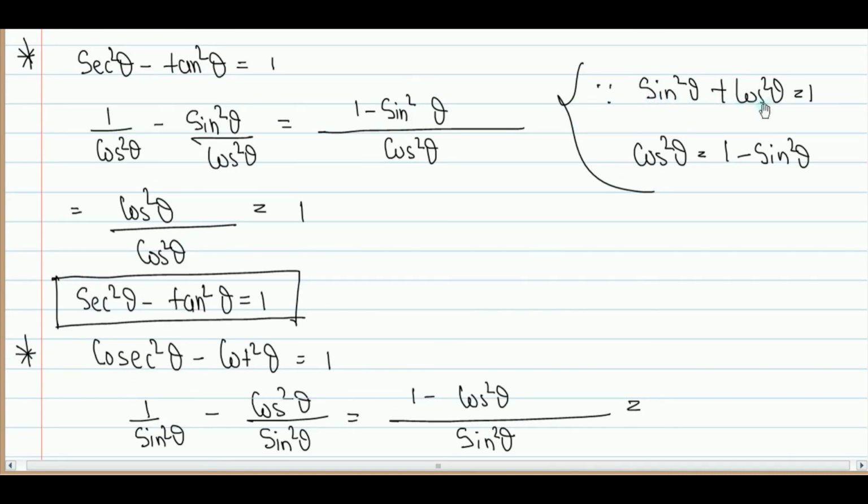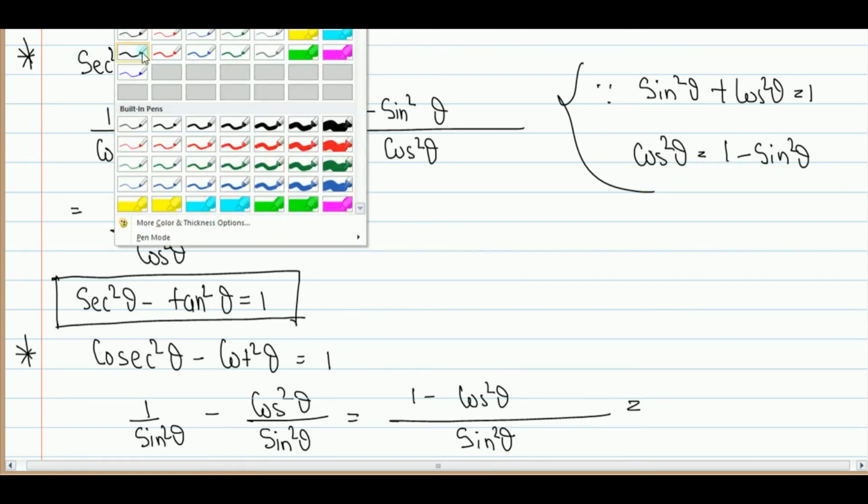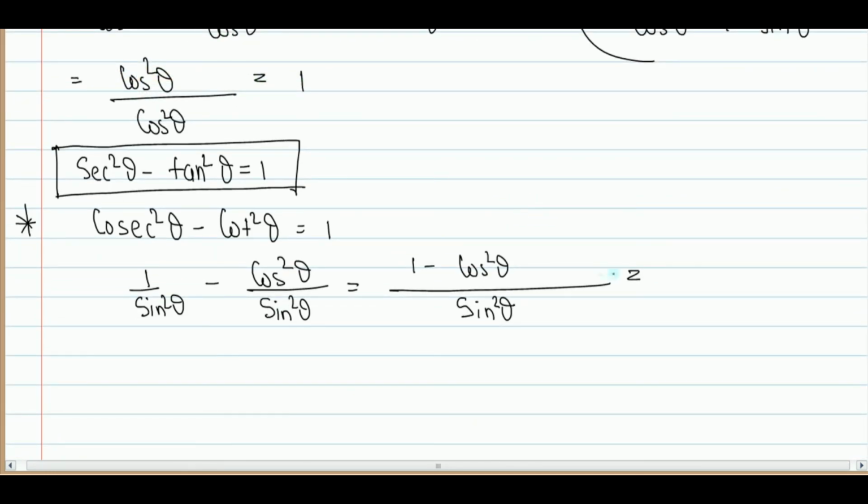Right now you have seen this, sin square theta plus cos square theta equal to 1. So similarly, if you take this cos square theta to the right hand side, then sin square theta is equal to 1 minus cos square theta. So 1 minus cos square theta will be equal to sin square theta, like we have found out. 1 minus sin square theta is equal to cos square theta. So you can write 1 minus cos square theta as sin square theta, and the denominator was already sin square theta, and both of them will get cancelled, and cosec square theta minus cot square theta will be equal to 1.